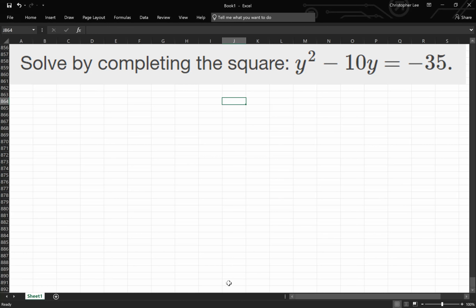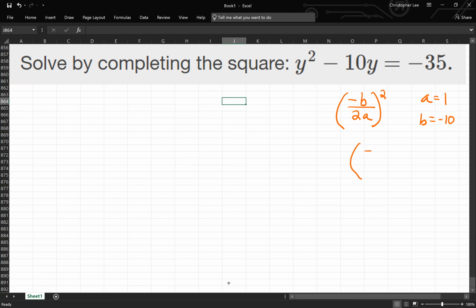All right, so look, we're gonna solve this by completing the square real quick. So we know our formula. Our formula is negative b over 2a, and then squared. In this particular question, what's my a and what's my b? So I heard 1, and what's b? Negative 10. After that, just plug it in.